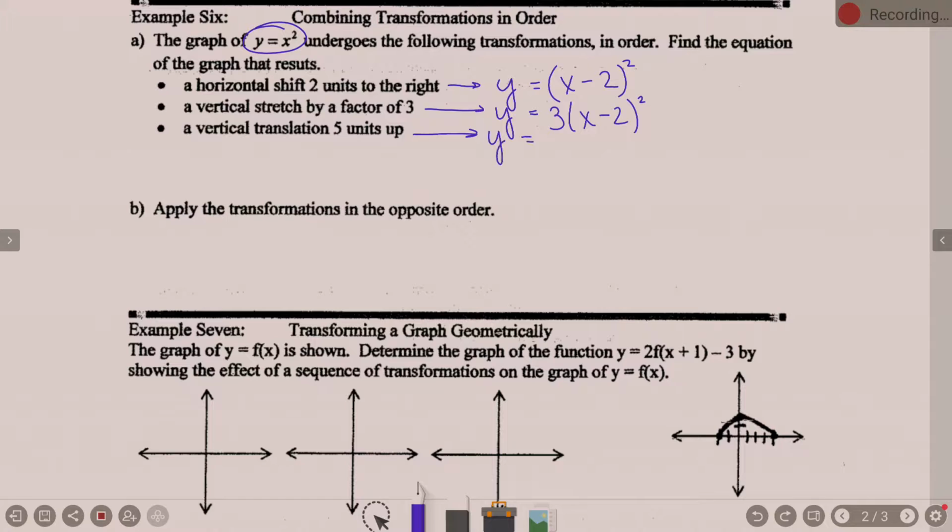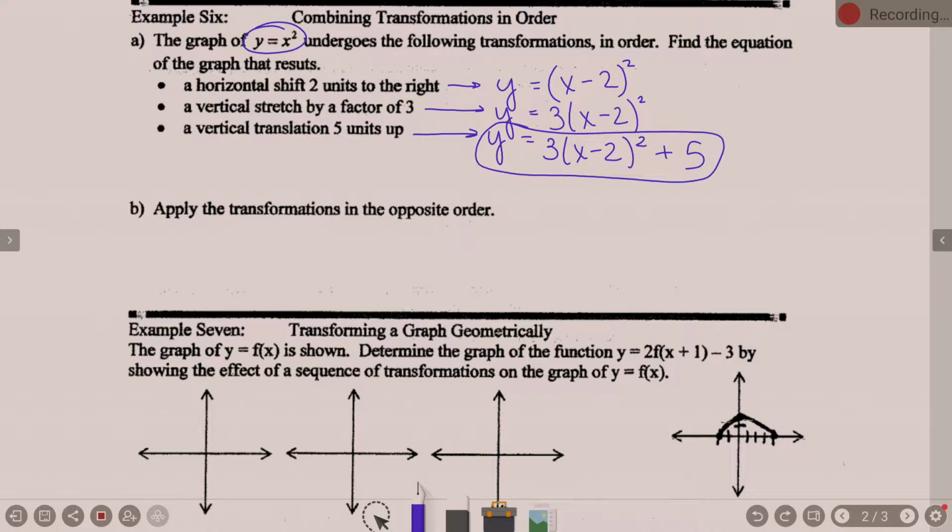Okay. Last step. Vertical translation, 5 units up. So it's still 3 times x minus 2 quantity squared and then plus 5. And my equation kind of goes downhill there, but it's there. Okay. So notice we just added them step by step in the order they showed us.